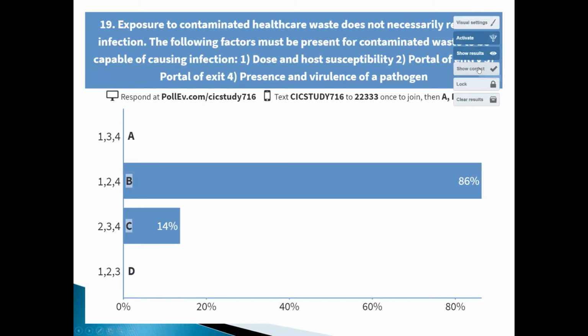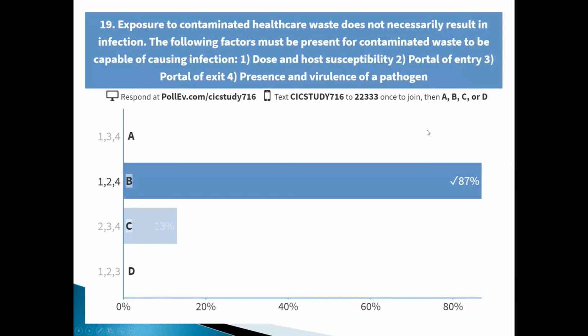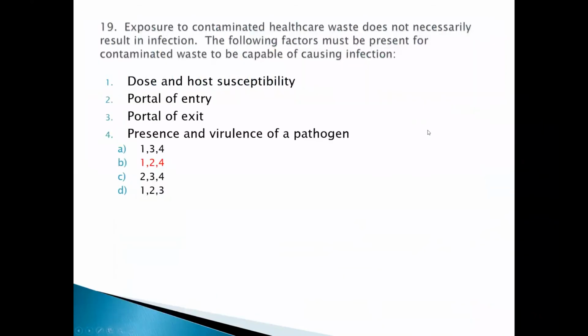Between C and B here. And B is the correct response. So you'll need dose and host susceptibility, a portal of entry, and presence and virulence of a pathogen. That portal of exit, you don't necessarily need. It doesn't need to come out in order to cause that infection in a human, but you do need it to be able to go in.